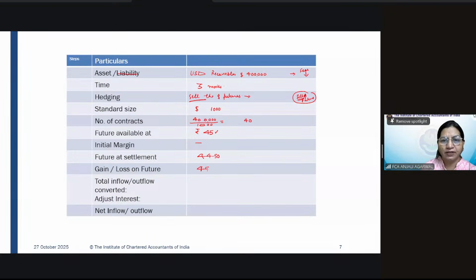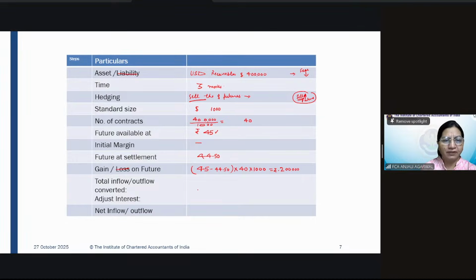So something which you have sold for 45 is now trading at 44.50. You will stand to gain. How much? 50 paisa, because the gain is in rupee. So something you sold for 45 is now available at 44.5, so you will stand to gain 45 minus 44.5, 50 paisa per dollar, into how many dollars? 40 contracts of $1,000 each. So the total gain becomes 200,000. But this gain is in rupees.